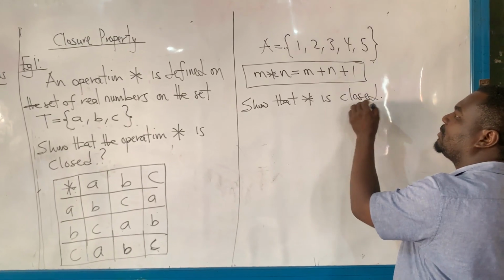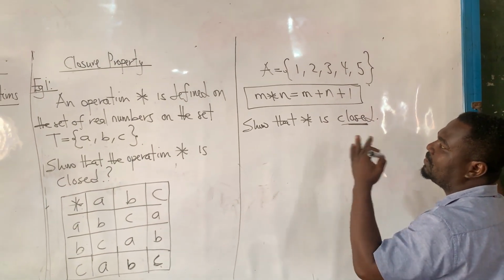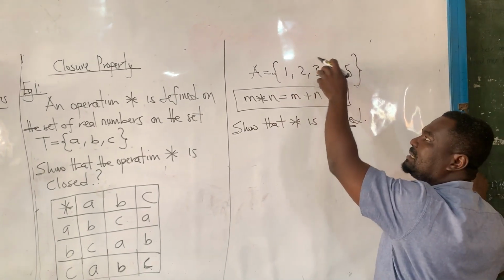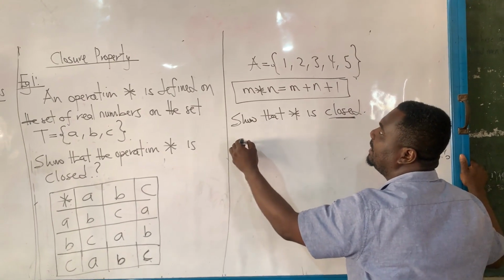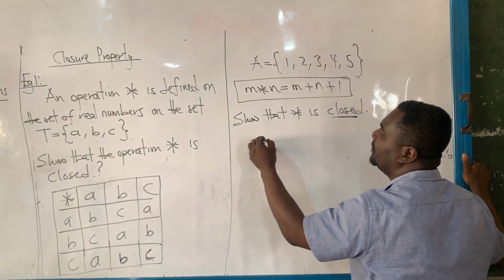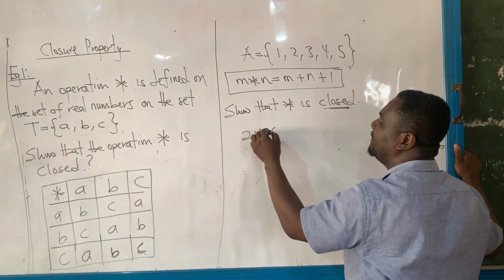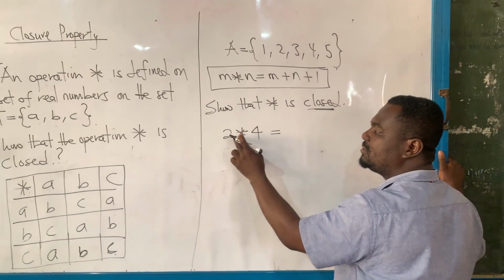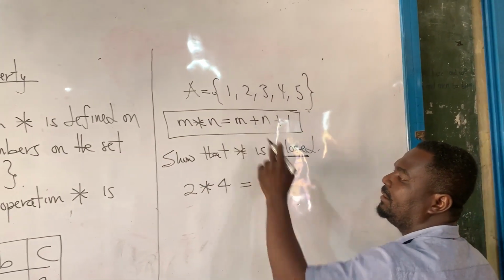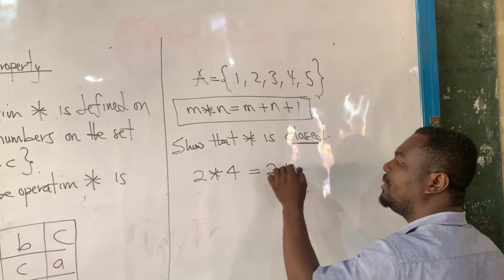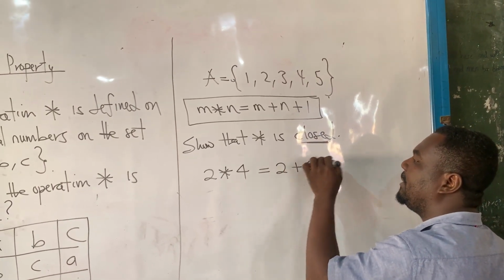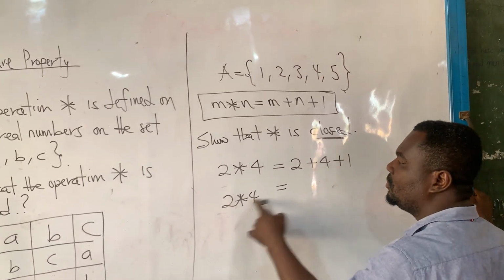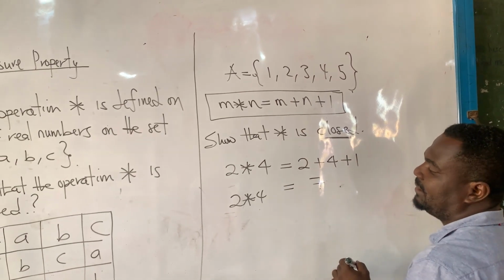First of all, we need to understand closed. When we say something is closed, meaning, let's pick any two numbers from here. Let me pick a number like 2 star, let me pick a number like 4. And I'm to put these 2 and 4 into this formula, meaning I'm going to get 2 plus 4 plus 1. What is the result of 2 star 4? 2 star 4 is giving me 7.